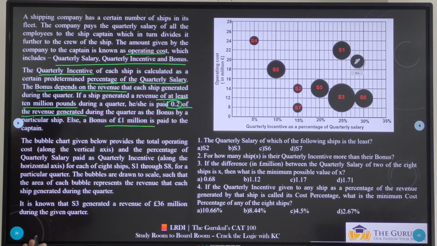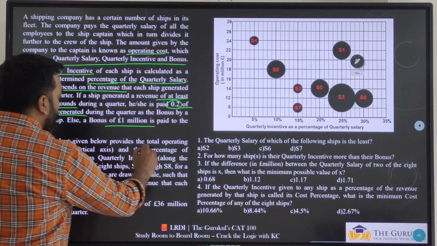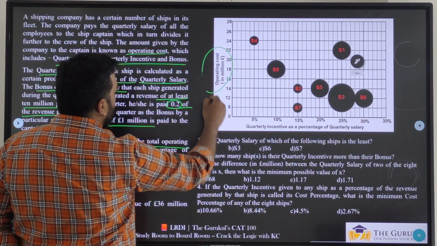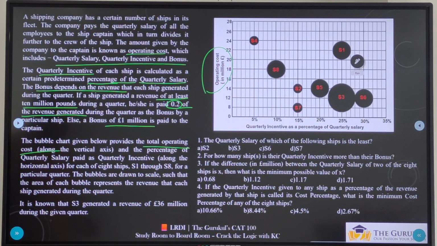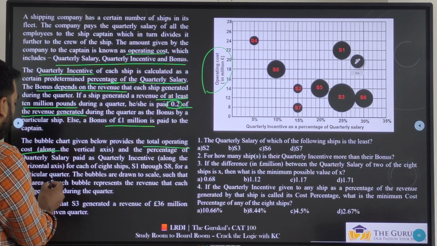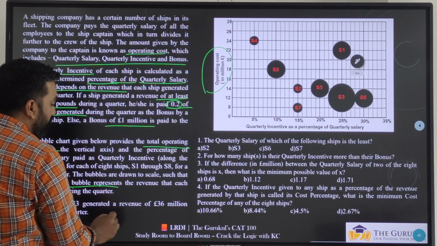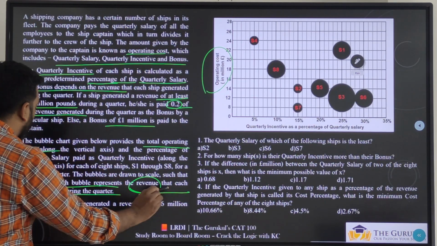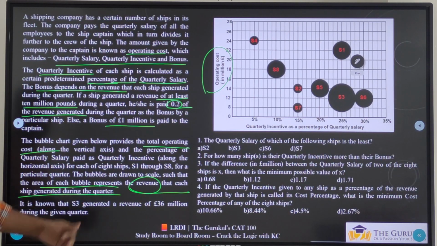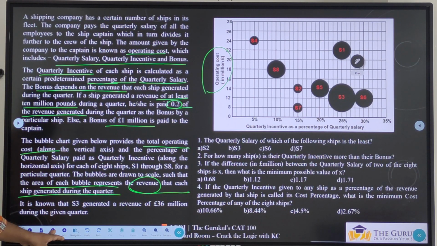The bubble chart given below provides the total operating cost, that is this value on the vertical axis, and the percentage of the quarterly salary as a quarterly incentive on the horizontal, for each of the 8 ships, S1 through S8. S1 is ship 1, ship 2, ship 3, and so on, up to ship 8. For a particular quarter, the bubbles are drawn to scale such that the area of each bubble represents the revenue generated by the ship. It is known that ship 3 generated a revenue of 36 million in the given quarter.